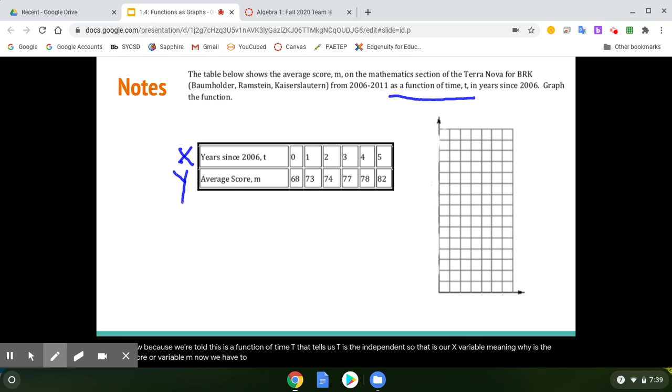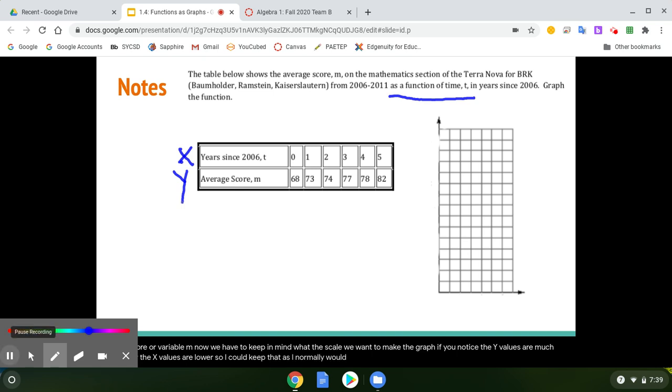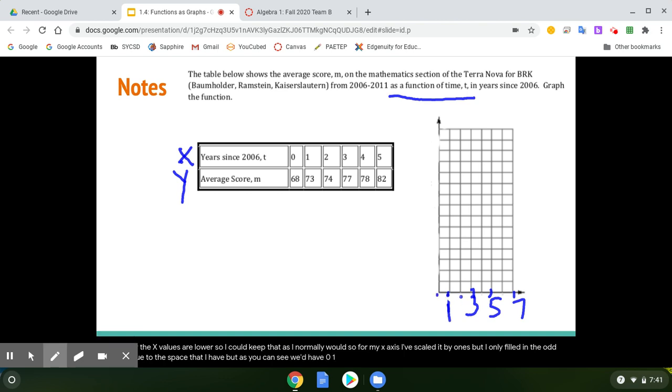Now, we have to keep in mind what scale we want to make the graph. If you notice, the y values are much higher. However, the x values are lower, so I could keep that as I normally would. So for my x-axis, I've scaled it by 1s, but I've only filled in the odd numbers due to the space that I have. But as you can see, we'd have 0, 1, 2, 3, 4, 5, 6, 7.